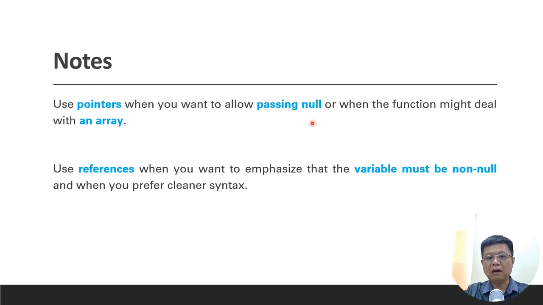But you have to take note that when you use a pointer, we usually allow passing null. Null value means that even though it is empty, it still works. The second reason is when we deal with an array. We don't want to capture the whole array; we just want to update a certain index of an array, then retrieve the value to the main program and pass it elsewhere. Then we use a pointer, instead of passing the whole variable.